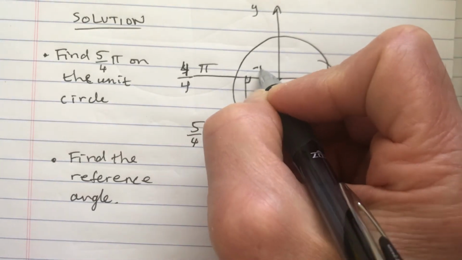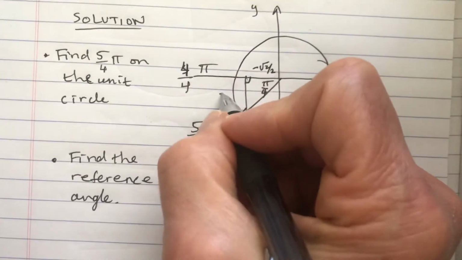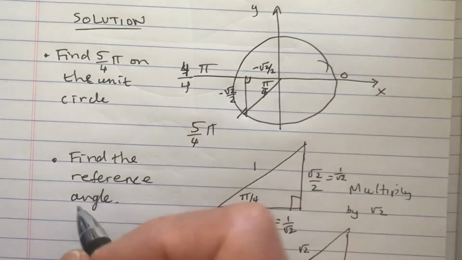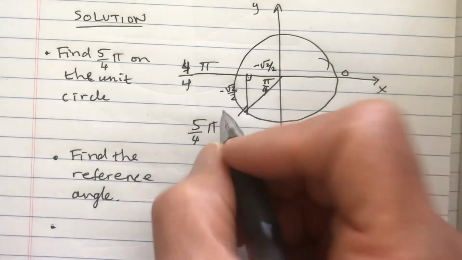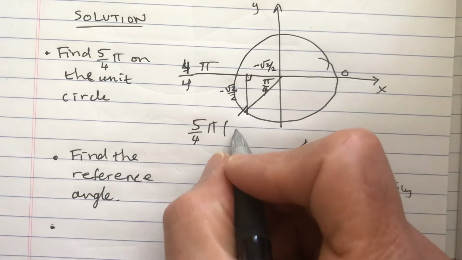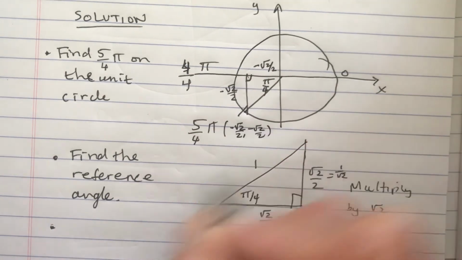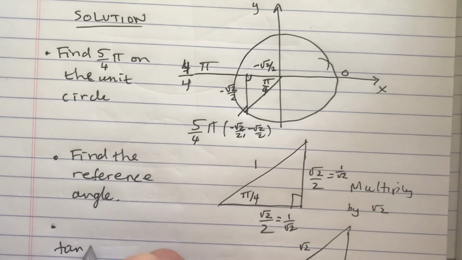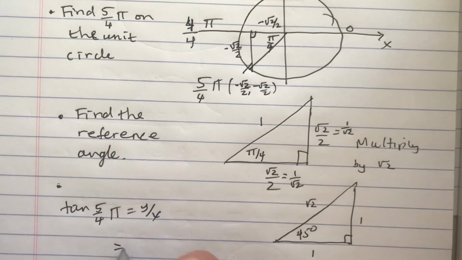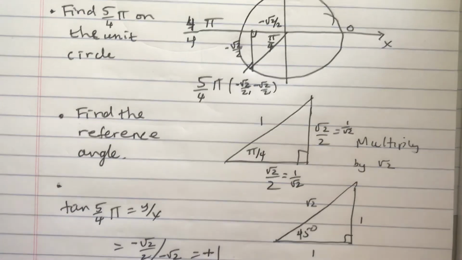I'm going negative rad 2 over 2. It's not the distance, but I'm directing it to the left, so I'm going to do it like that. And so you can find the reference angle, label that, and you get the point (-rad 2 over 2, -rad 2 over 2). So then tangent 5/4 pi is y over x. That's negative rad 2 over 2 divided by negative rad 2 over 2, which is positive 1.